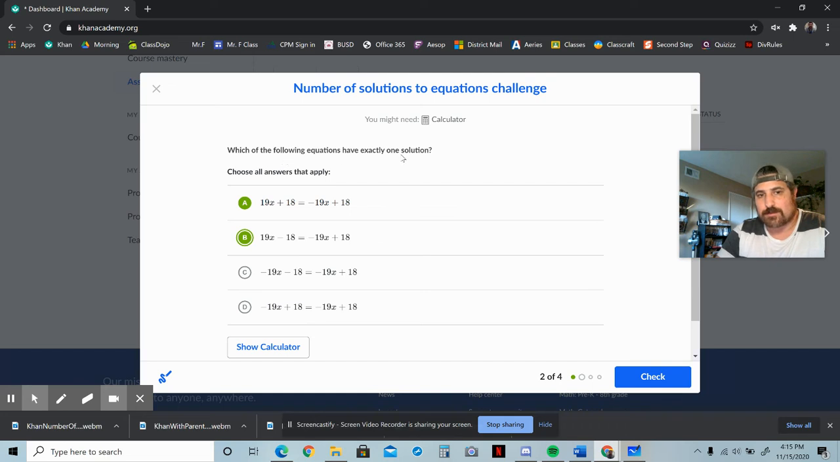So here what we can see is the one that has only one solution is just going to be where the variable doesn't go away. That's it, A and B.